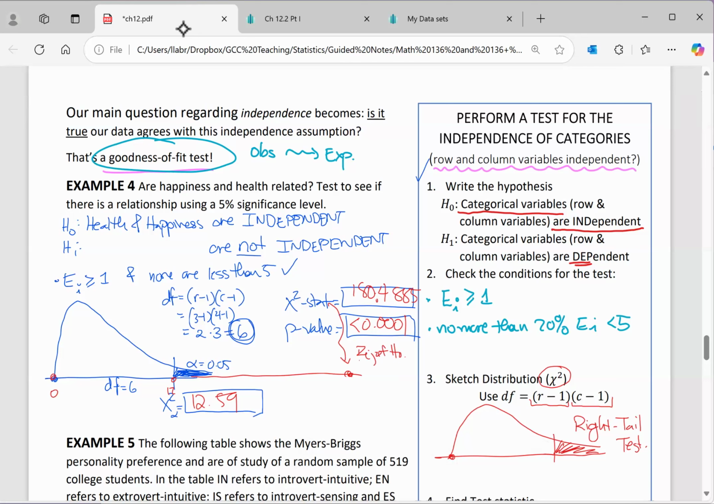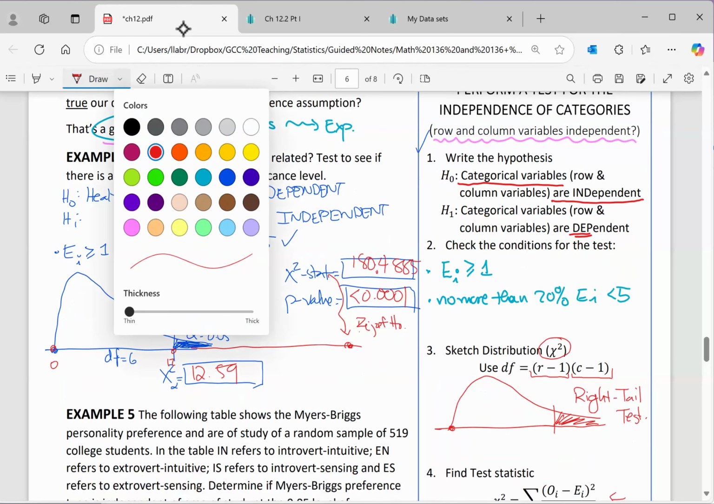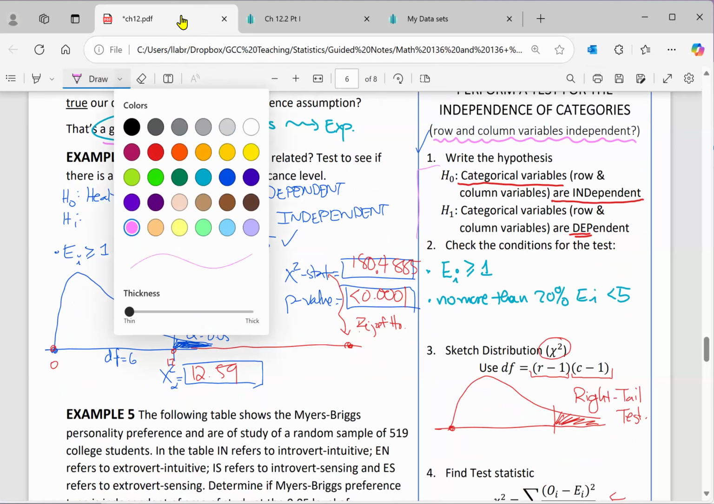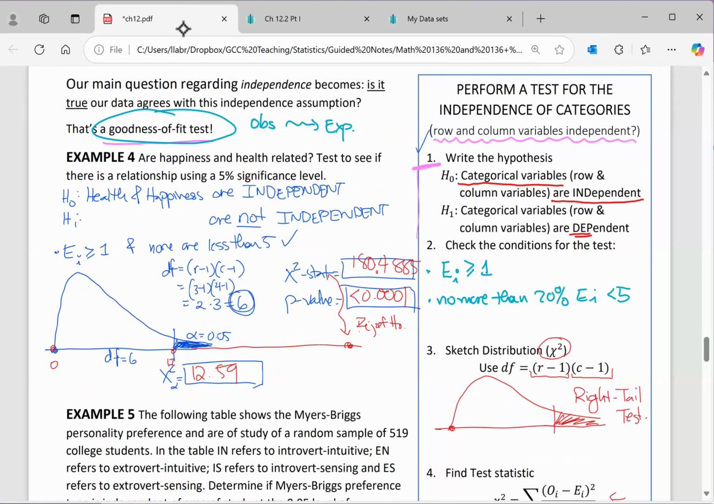Now, we did not need to know that usually when people are sick, they don't feel very good, so it's hard to feel happiness. But this is more or less the way that this works. You notice that there's really only a few changes when you're doing a test for independence, and that comes in the hypothesis and in the degrees of freedom.